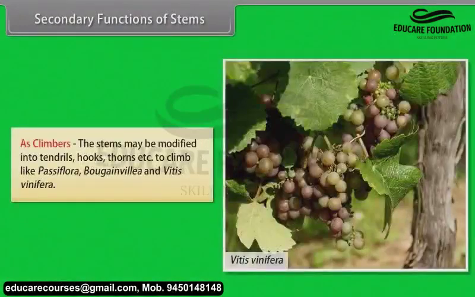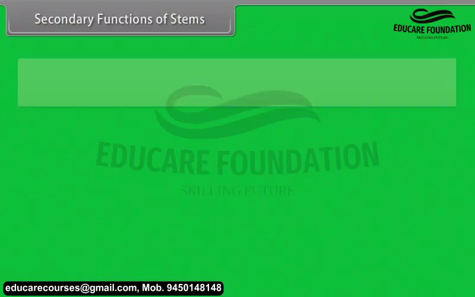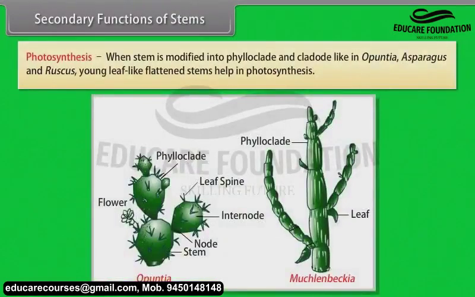As climbers. The stems may be modified into tendrils, hooks, thorns, etc. to climb, like Passiflora, Bougainvillea, and Vitis vinifera. Photosynthesis. When stem is modified into phylloclade and cladode like in Opuntia, Asparagus, and Ruscus, young leaf-like flattened stems help in photosynthesis.